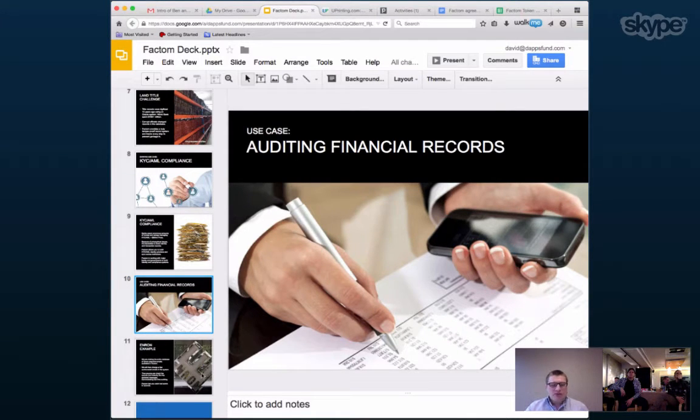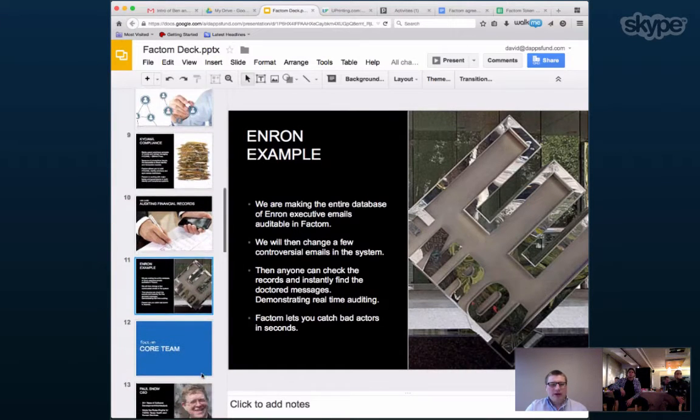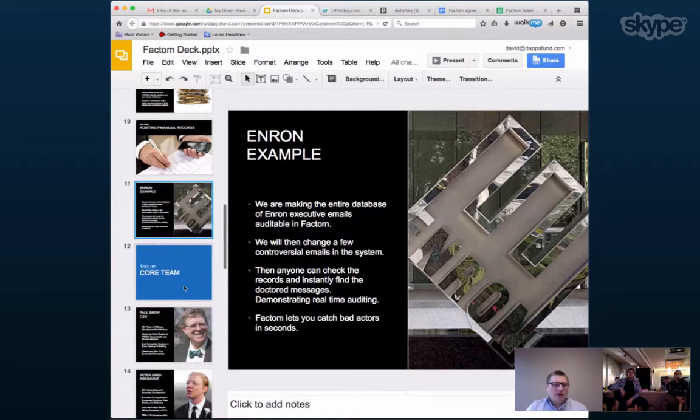Take an example, something like Enron, where afterwards, everybody tried to alter records or remove emails or remove criminal activity. If you were capturing all that information in real time, you could basically have a real-time audit of all the business processes within a company. So that would give you real-time accounting. So anyway, that's a couple of the use cases.